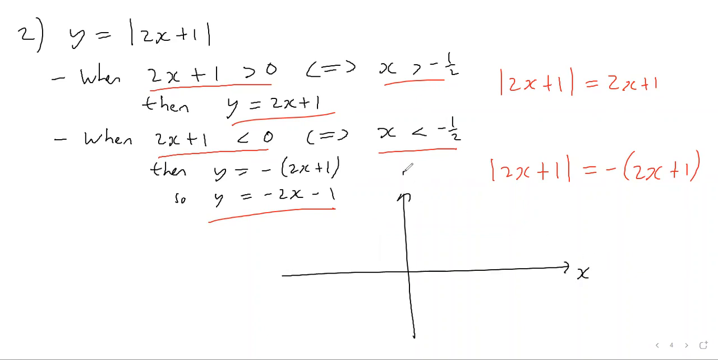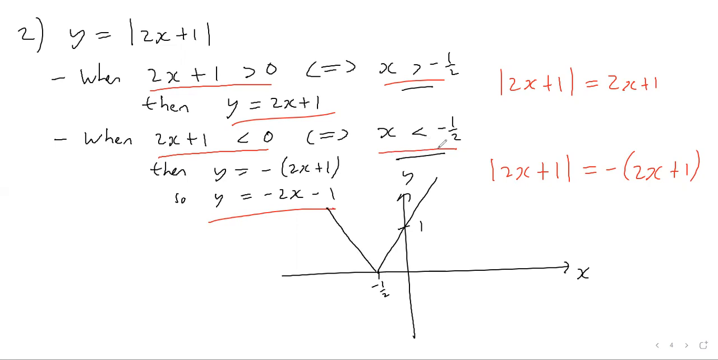X there, y there. So when x is bigger than a negative half, so negative half will be there, the graph is y equals 2x plus 1. So perhaps a graph like this. Y-intercept of 1, as we can see from the linear graph. And then when x is less than negative half, it's going to be y equals minus 2x minus 1. So just the reflection of this, basically, this kind of V shape again.